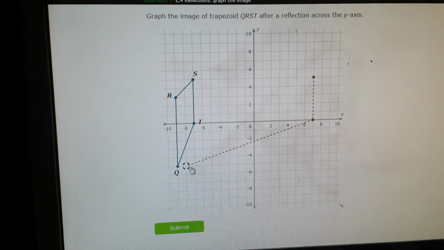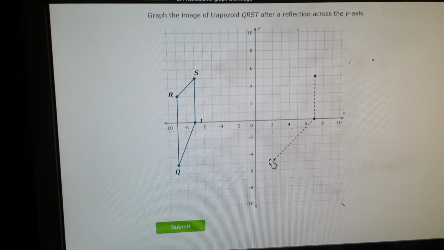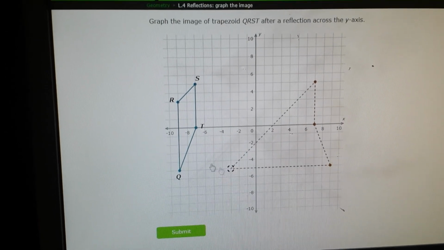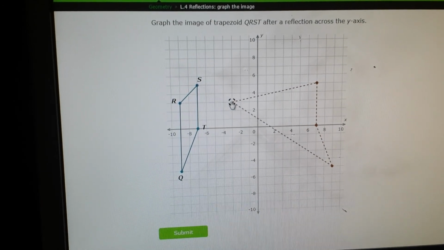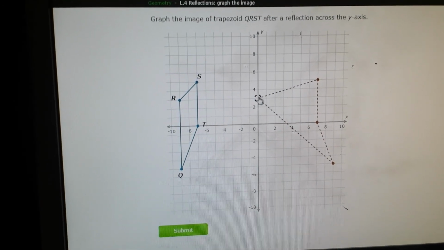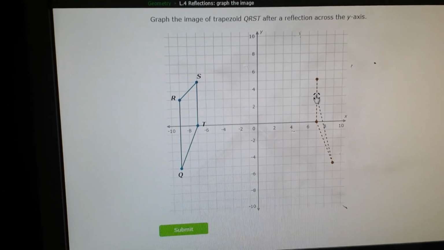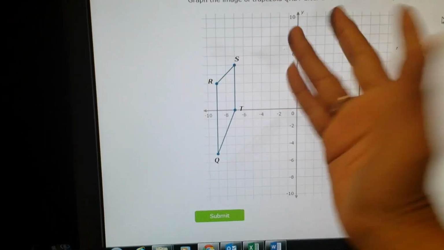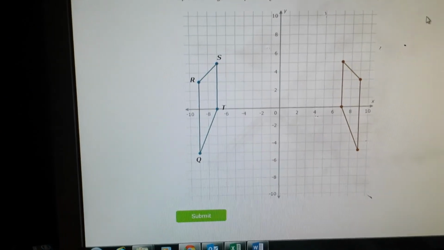Q is 1, 2, 3, 4, 5, 6, 7, 8, 9. And R is 1, 2, 3, 4, 5, 6, 7, 8, 9. Alright, so again, if I folded the screen right here, does that look like it would fall into place? Yeah, that looks right. Excellent.